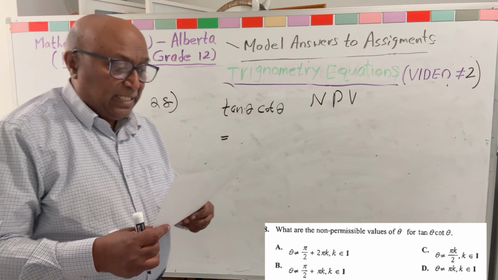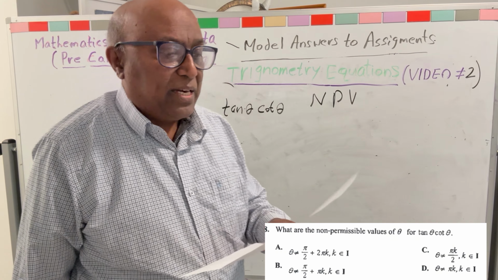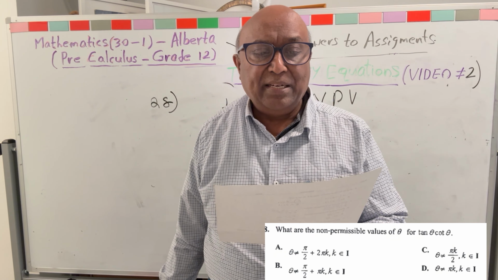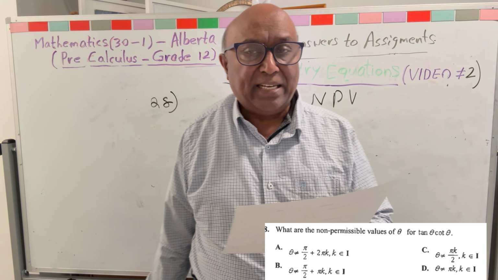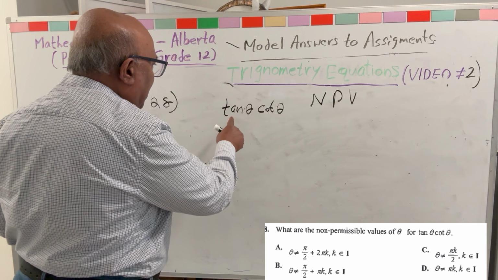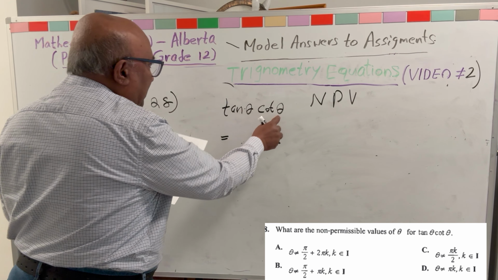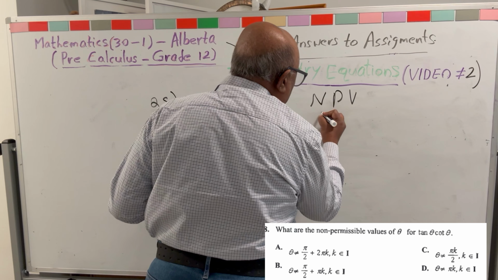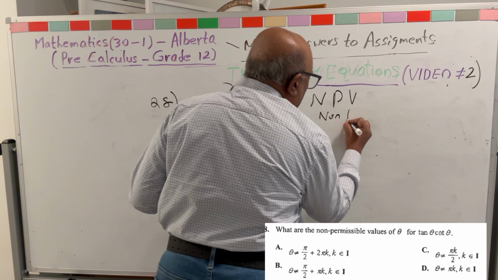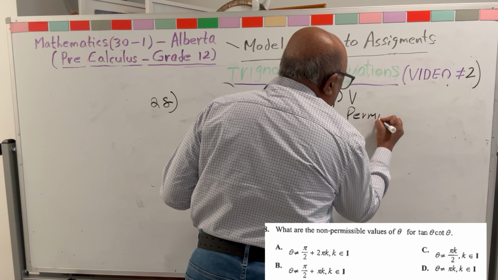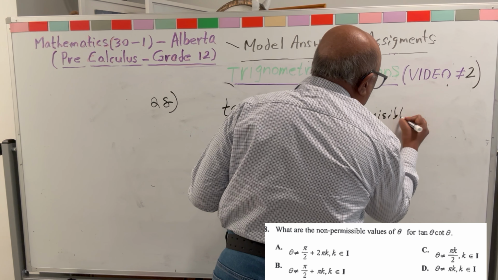Okay, question 8 says, what are the NPVs? What are the non-permissible values for theta, for tan theta, cot theta? NPV stands for non-permissible values.